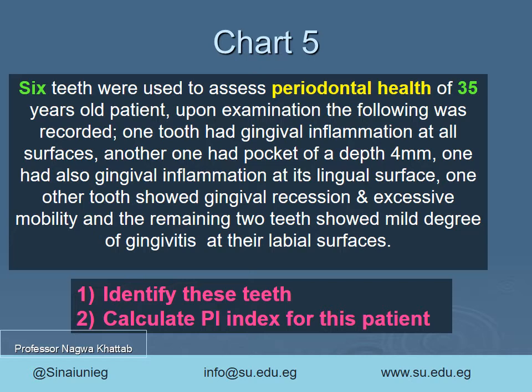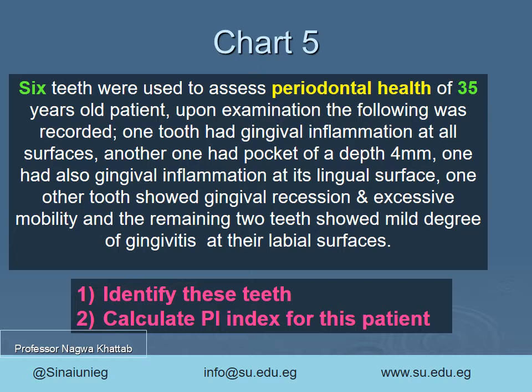This means loss of function. It takes a score 8, yes. And the remaining 2 teeth showed mild degree of gingival inflammation at the labial surface only. This means an inflammation not circumscribing the tooth takes score 1.